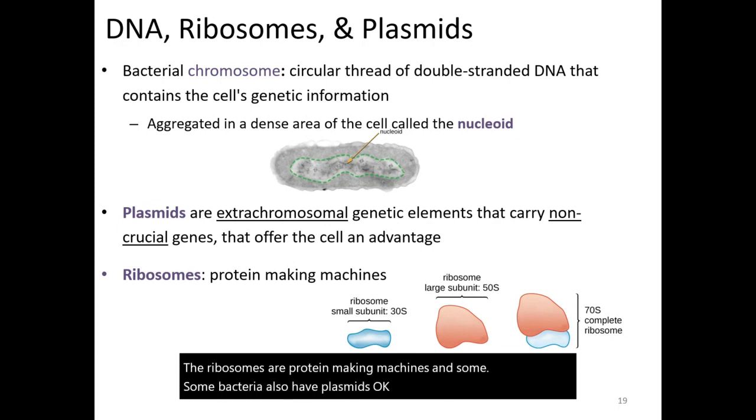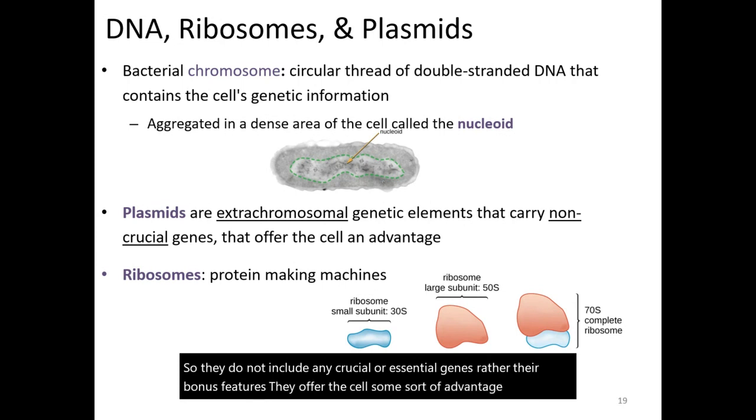So plasmids are described as extrachromosomal, because that word extra means it's separate from. Okay, so plasmids are pieces of DNA. They are also circular, also double-stranded DNA, but they are not part of the chromosome. Okay, and because they're not part of the chromosome, that means they're not essential for life. So they do not include any crucial or essential genes. Rather, they're bonus features. They offer the cells some sort of advantage.